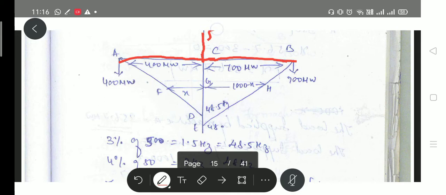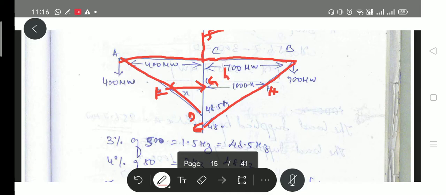This is the frequency. From here to here is x, A to C is x, and B to C is 1000 minus x. Those points I am taking as F, G, H and D, E. These are the frequencies, 48.5 for machine A and 48 for machine B. So I am taking these points also.